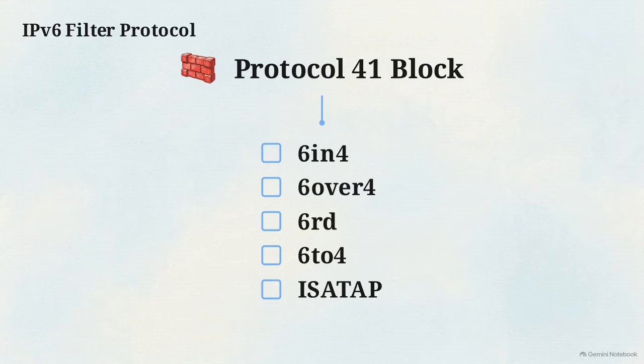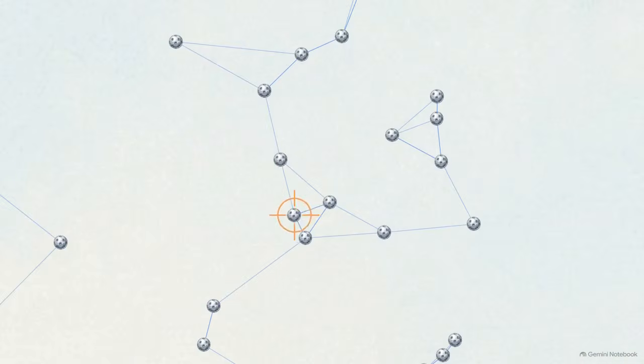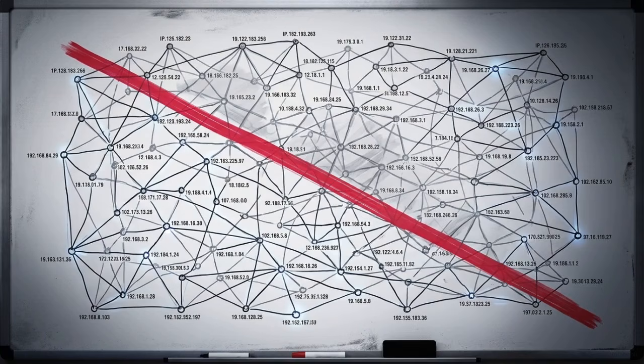It acts as a net, instantly killing 5 major transition protocols: 6in4, 6over4, 6rd, 6to4, and ISATAP. Targeting the underlying encapsulation protocol is far more effective than trying to block individual IP addresses. It neutralizes the vast majority of automated tunneling threats with one stroke.